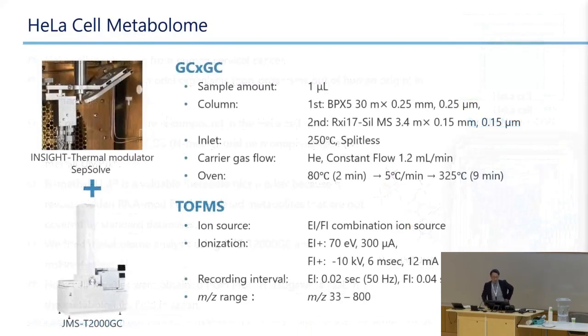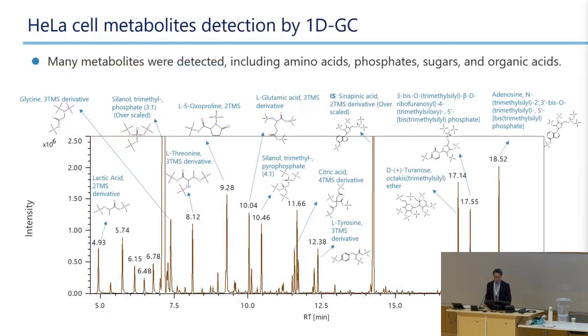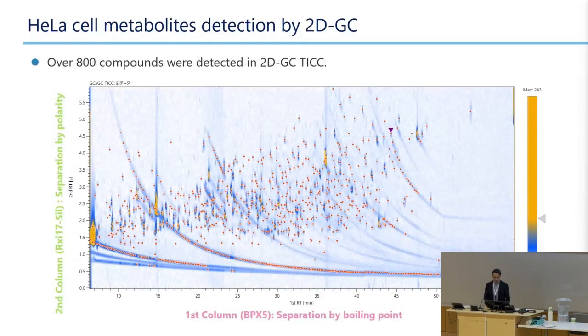This is our GC×GC-TOFMS measurement condition. We are using the INSIGHT sample modulator from SepSolve, the EI-FI combination ion source, and a time-of-flight mass spectrometer. This is the 1D GC measurement result. We can see many metabolites, including amino acids, phosphates, sugars, organic acids, and so on. Going to the 2D GC, we measured over 8,000 compounds in the 2D GC measurement results.